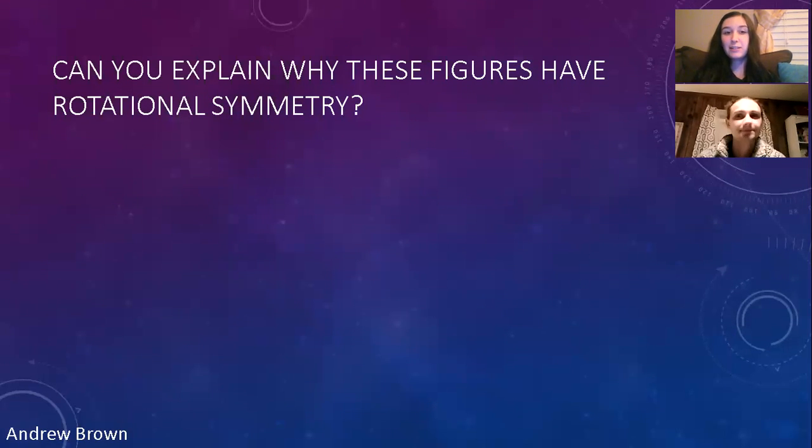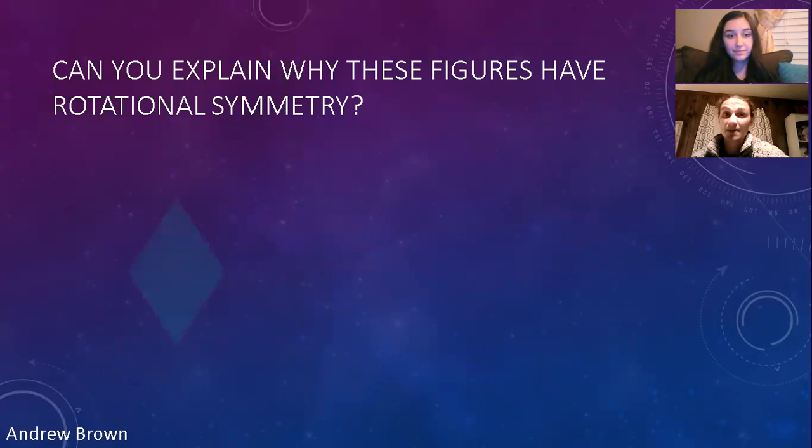Okay, Andrew, can you explain why these figures have rotational symmetry? Yeah, of course. It's a great question. Well, a figure has rotational symmetry if it can be rotated 180 degrees around its center and end up in the exact same location that it was before it was ever rotated. So all the lines should match up perfectly after the rotation.